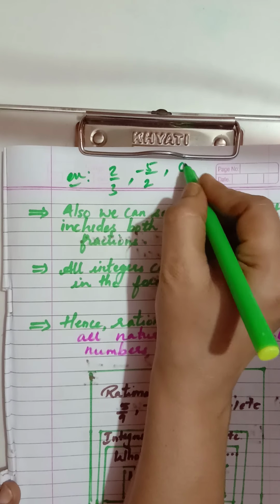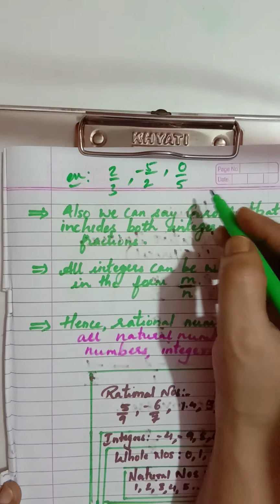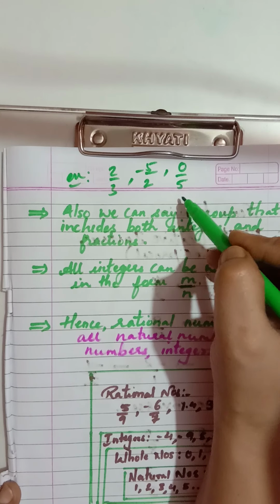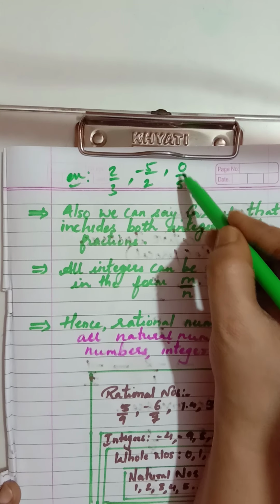I can also write 0 upon 5. It is also a rational number. But you have to only remember that whenever we write 0 upon any number, you are writing this number in the bracket, children. Here you write 0 upon any number, the value of the fraction becomes 0. This you are going to keep in mind.